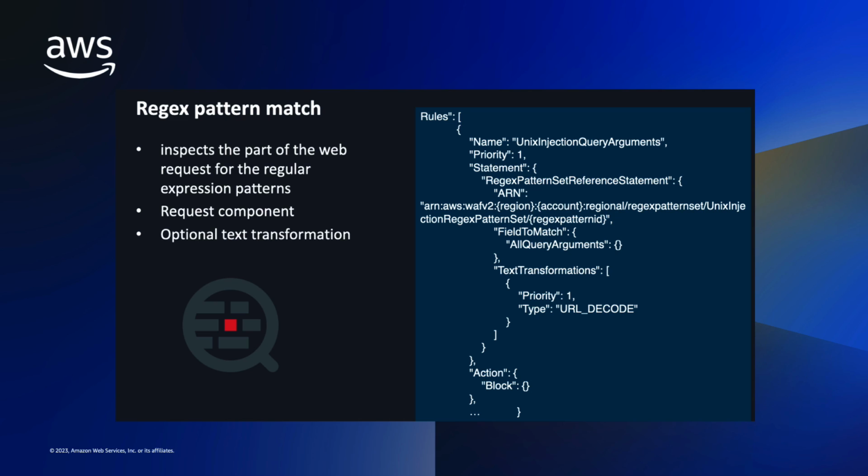AWS WAF uses WCUs to calculate and control the operating resources that are required to run your rules, rule groups, and Web ACL. There is no additional cost for using inline regex in your rule statements, but standard service charges for AWS WAF still apply. Support for inline regex match is available in all AWS WAF regions and for each supported service.